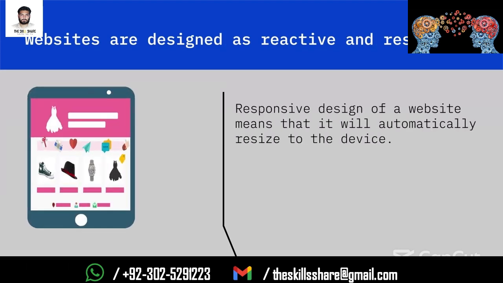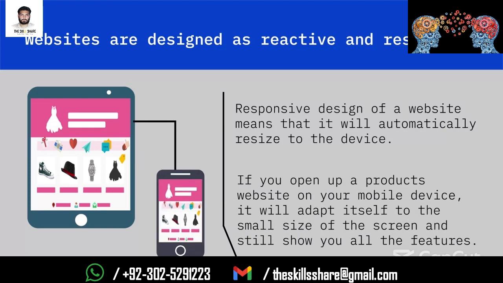Responsive design of a website means that it will automatically resize to the device it is being accessed from. For example, if you open up a product's website on your mobile device, it will adapt itself to the small size of the screen and still show you all the features.